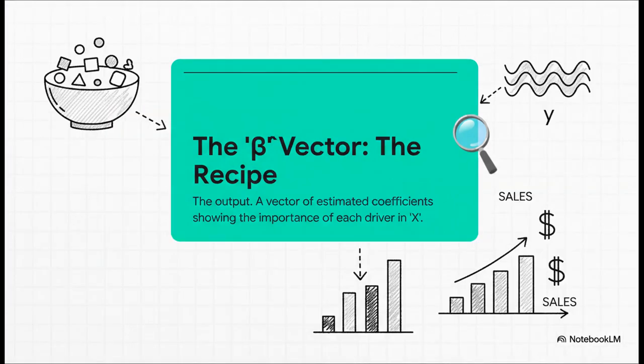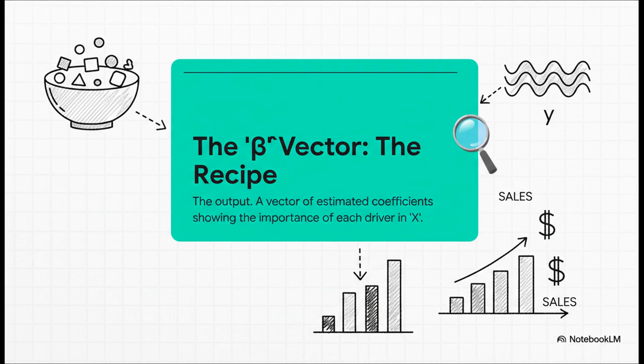And that brings us to the whole reason we're doing this, to find beta hat. This is the magic. This is the final output from our engine. If X and Y are the ingredients, then beta hat is the detailed recipe. It's a list of numbers, or coefficients, and each number tells you the exact weight, the exact importance of each one of your drivers from the X matrix. So it might tell you that for every extra $1,000 you put into advertising, you can expect sales to go up by $5,000. It quantifies the relationships for you.